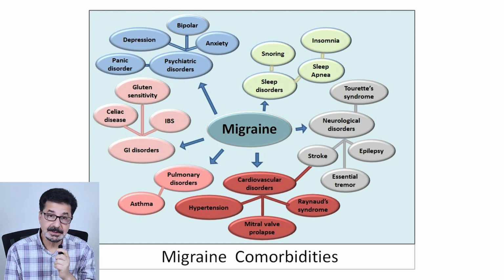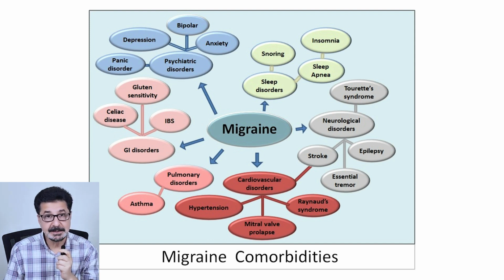The other thing seen in patients with migraine is an association with mitral valve prolapse, sometimes hypertension. Raynaud's phenomenon is also described in patients who have migraine. So these are the migraine comorbidities. That means migraine does not come alone. It comes with other disorders also.